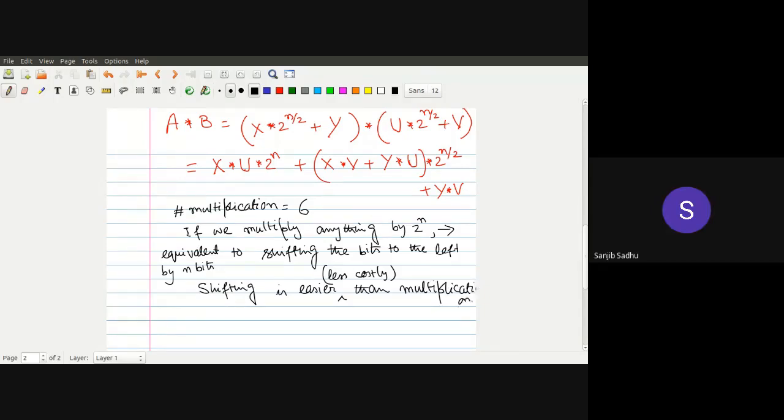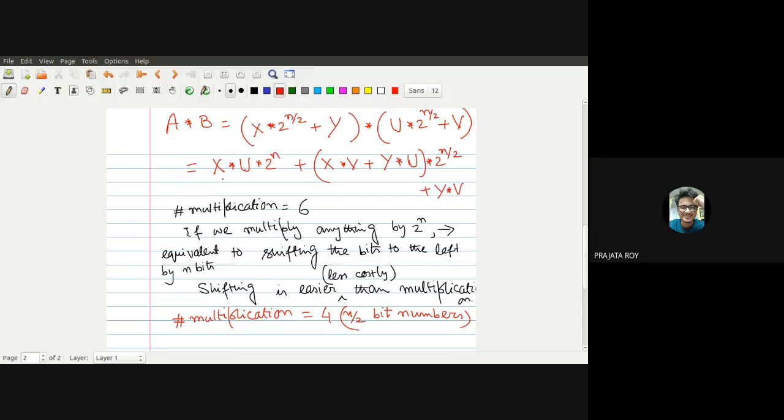So in this case we will shift. You know that if it is 1101 and you shift the bits, then it is multiplied, or divided. So that is easy. Now my question is, the number of multiplications in this expression is equal to 4. 4 multiplications, and those are 4 n by 2 bit numbers.